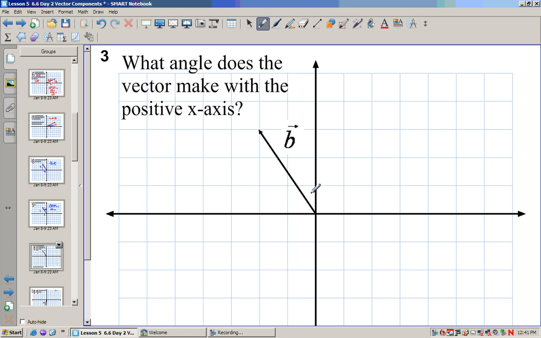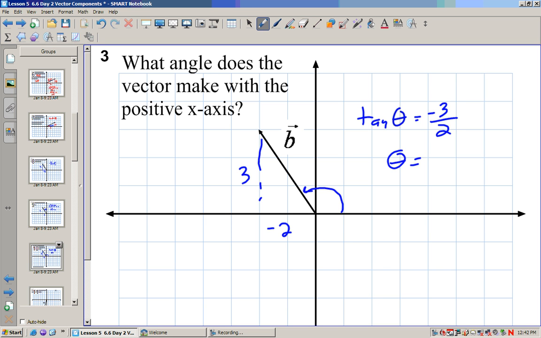What is the angle that this makes with the positive x-axis? So we're looking at that angle there. And this is 2, I guess we can say negative 2. This is a 3. So if I take the tangent of theta, it is negative 3 over 2, or 3 over negative 2. I take the inverse tangent of negative 3 over 2.